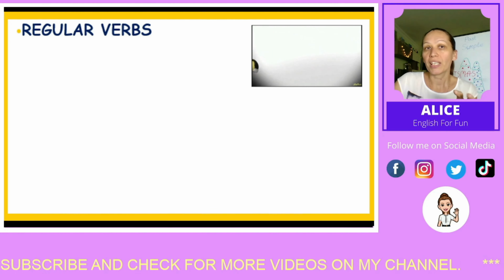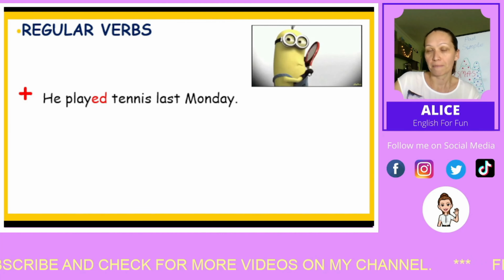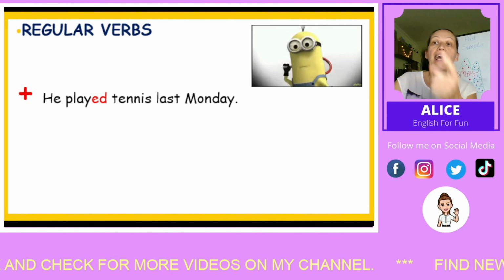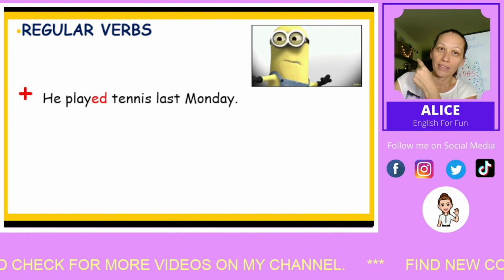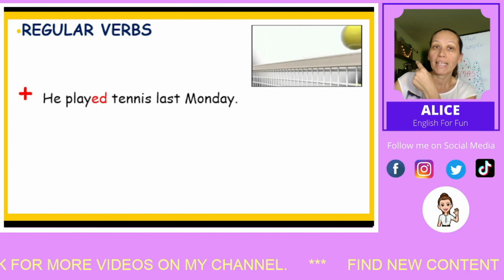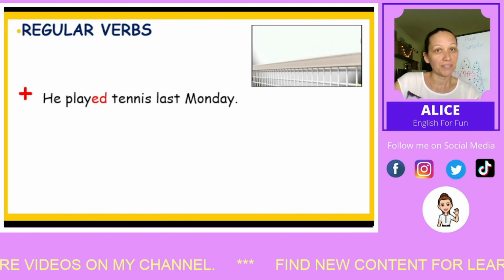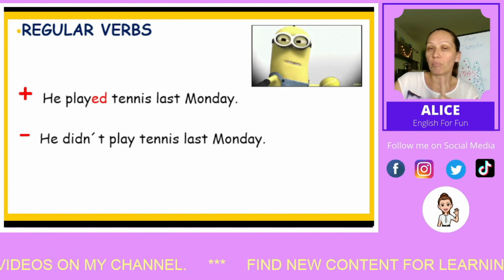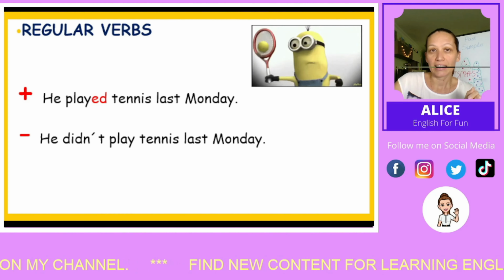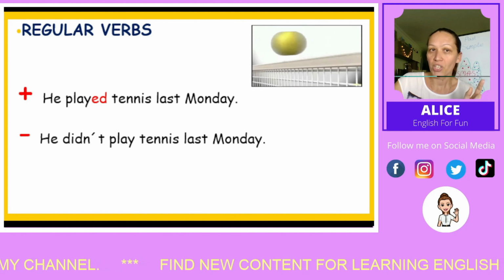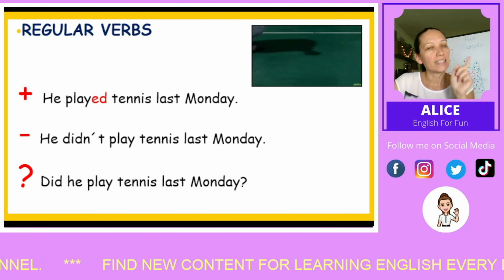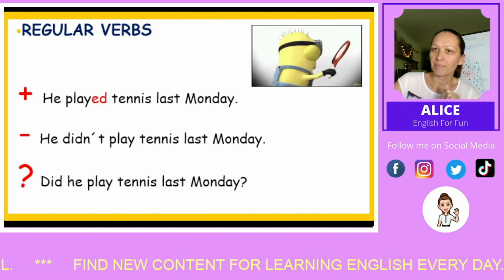Let's look at some examples. First, we're going to look at examples with regular verbs. For example, he played tennis last Monday. Let's make a negative sentence. He didn't play tennis last Monday. Let's make a question. Did he play tennis last Monday?